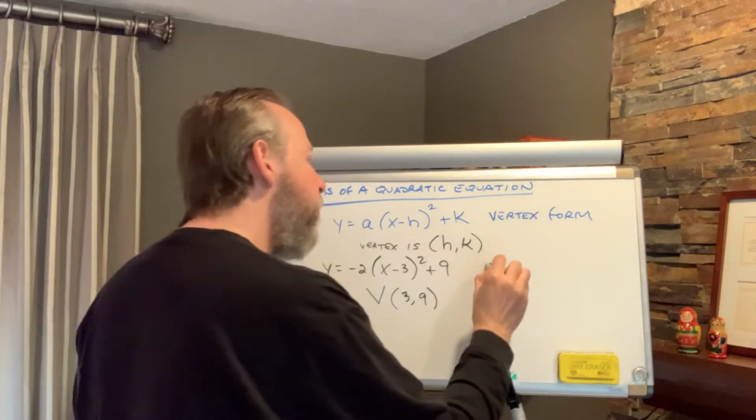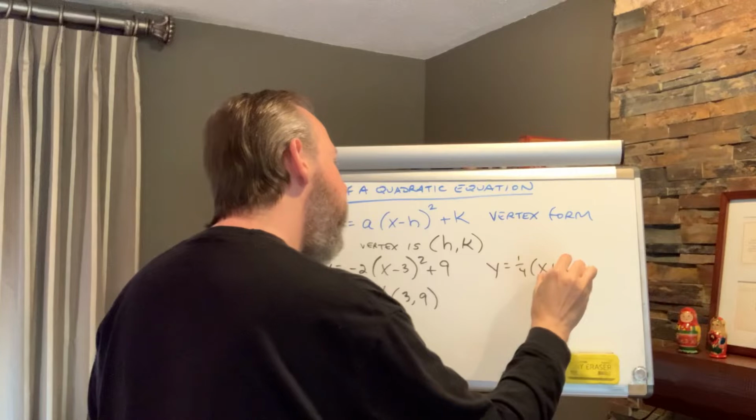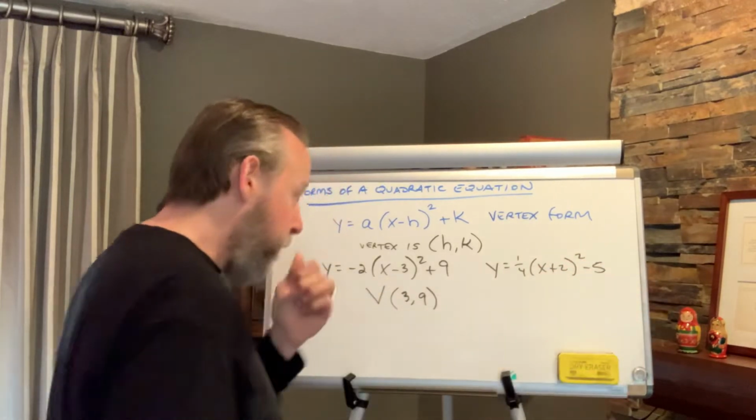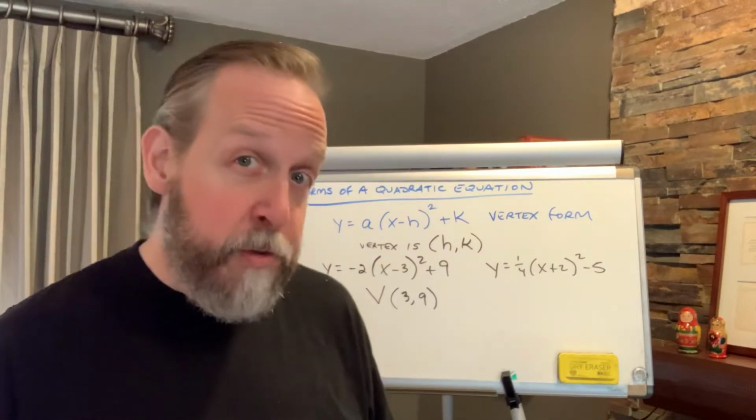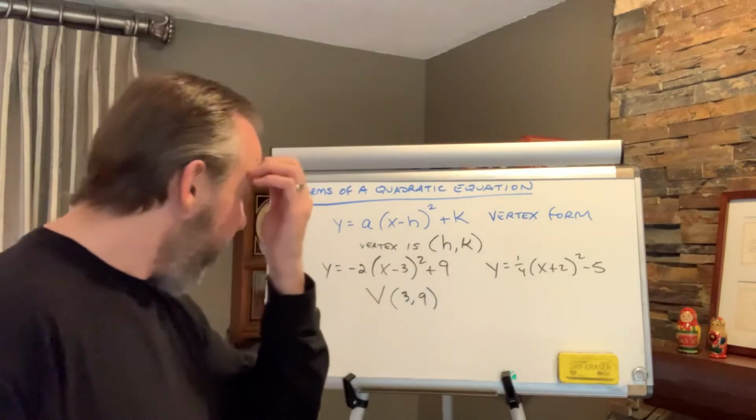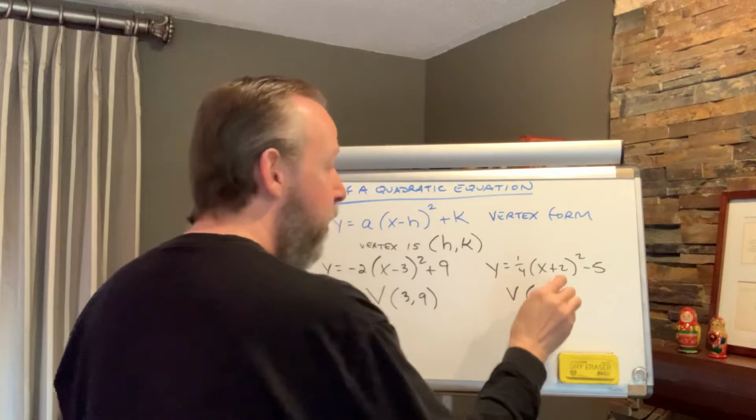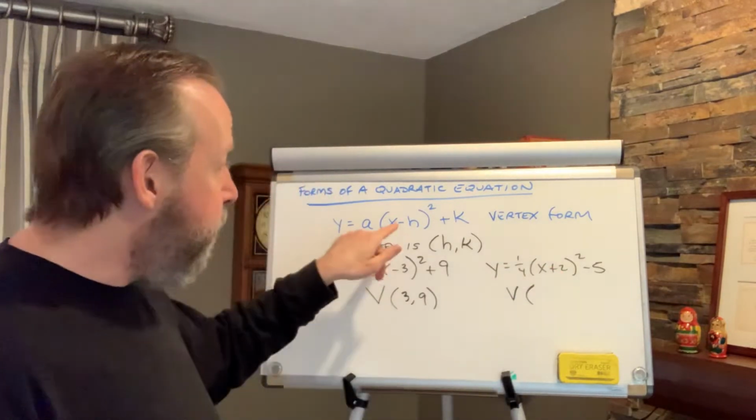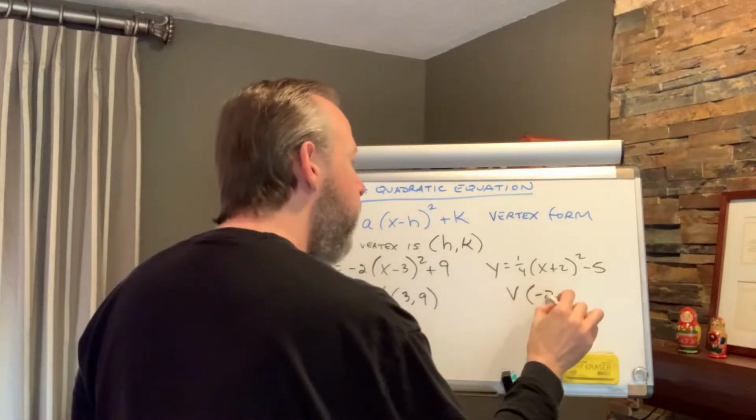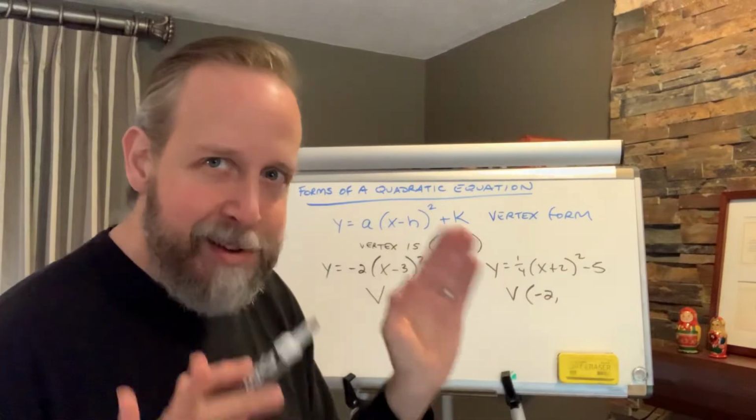Try another one. y equals 1/4 (x plus 2) squared minus 5. The only question right now is, where is the vertex, the turning point of that curve? Vertex is (h, k). That says x plus 2, but it's supposed to have said minus. So it's a negative 2. And k is what follows, and it says minus 5, so it's negative 5.